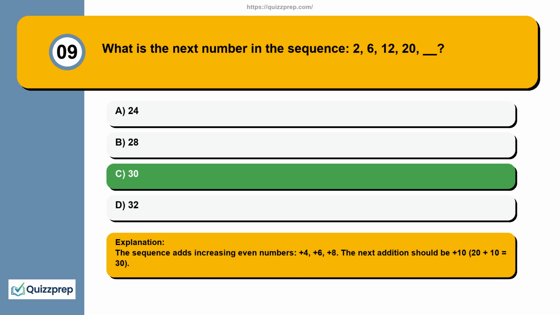30. Explanation. The sequence adds increasing even numbers: plus 4, plus 6, plus 8. The next addition should be plus 10. 20 plus 10 equals 30.